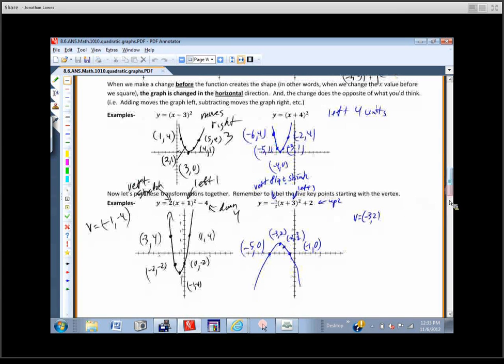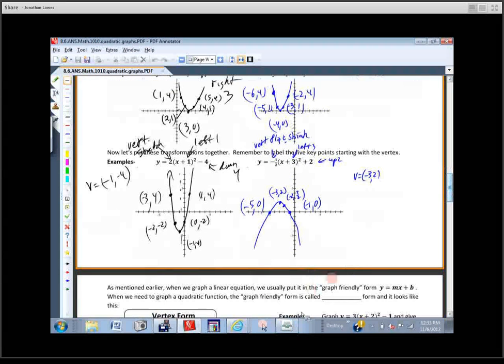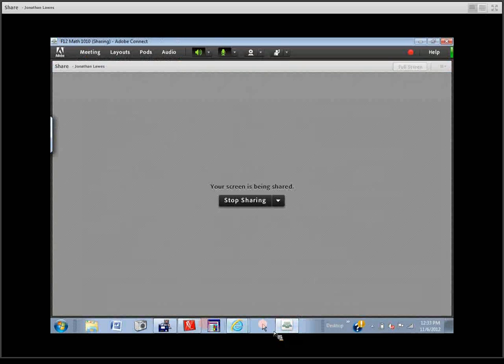And then we finished off by graphing the two of these. These have all the transformations that we're talking about. So, whoops. Didn't see what happened there. Good, we're still recording.